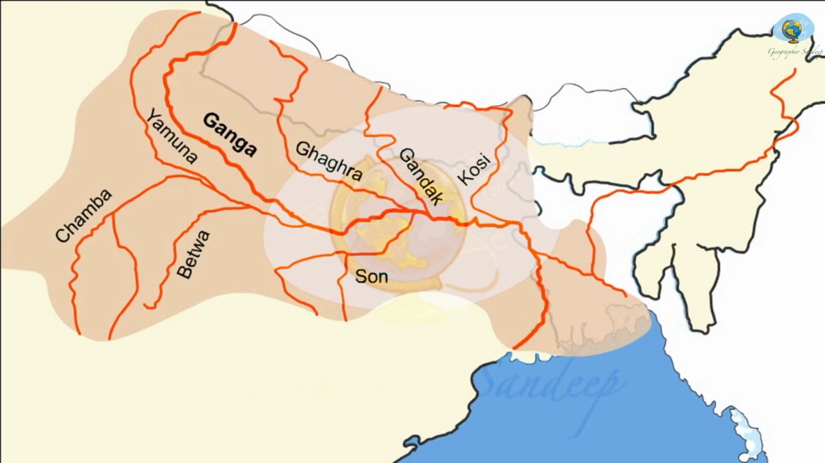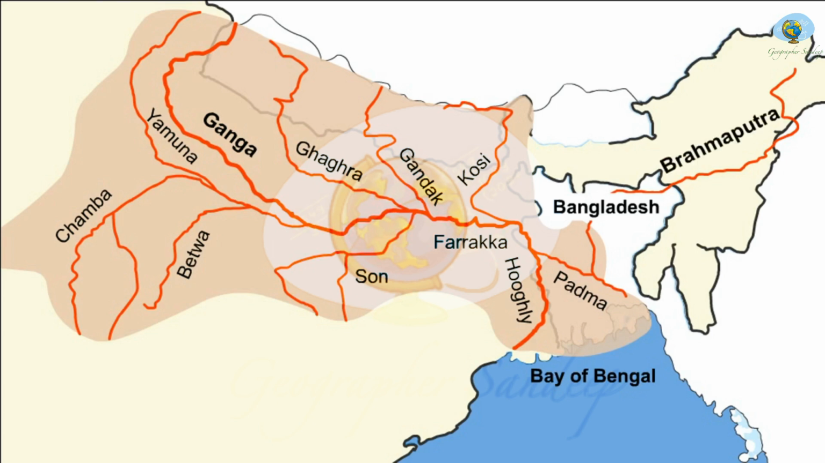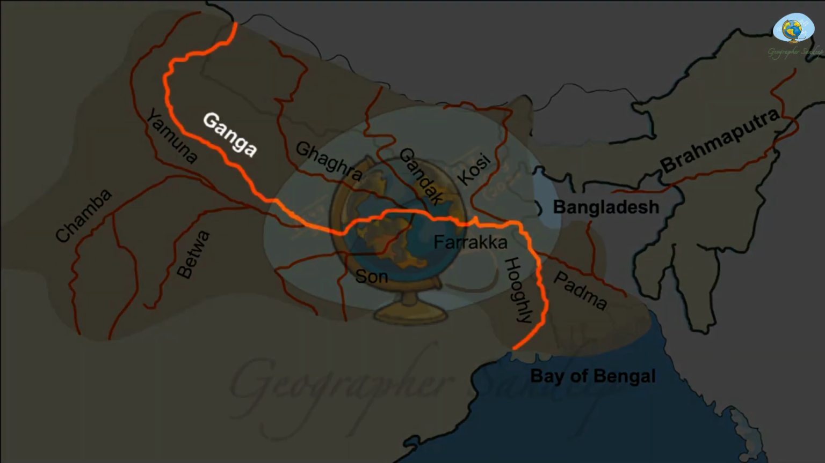Joined by these tributaries, the Ganga flows eastwards till Farakka, West Bengal, where it bifurcates into Hooghly and Padma. Hooghly flows southwards and drains into the Bay of Bengal. Padma flows into Bangladesh, where it is joined by the Brahmaputra. Eventually, it drains into the Bay of Bengal. The length of River Ganga is 2,500 kilometers.